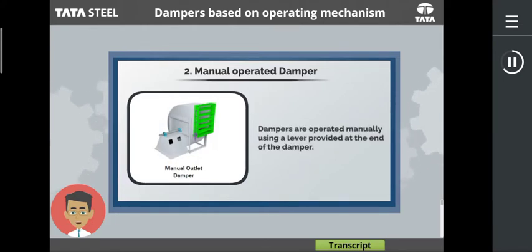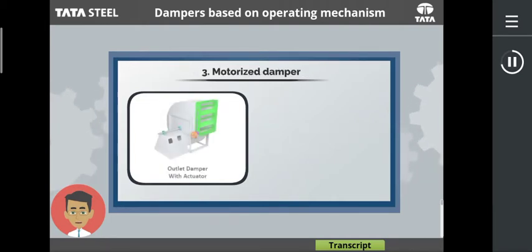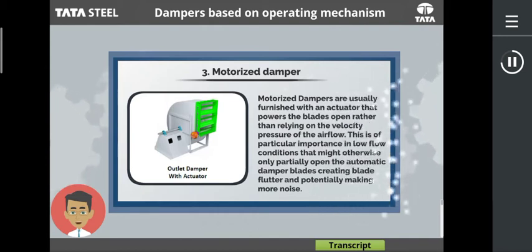Manual operated damper. Dampers are operated manually using a lever provided at the end of the damper. Motorized damper. Motorized dampers are usually furnished with an actuator that powers the blades open rather than relying on the velocity pressure of the airflow. This is of particular importance in low flow conditions that might otherwise only partially open the automatic damper blades, creating blade flutter and potentially making more noise.